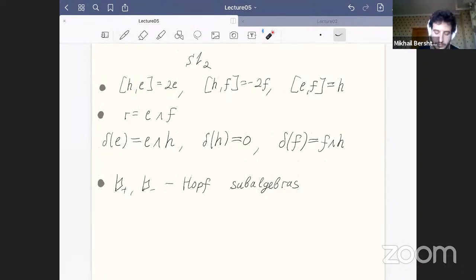It is defined by the classical R matrix, but you can just check it. And before we proceed to quantization, on the next couple of slides, I just want to comment that this Lie bialgebra has two sub-bialgebras.